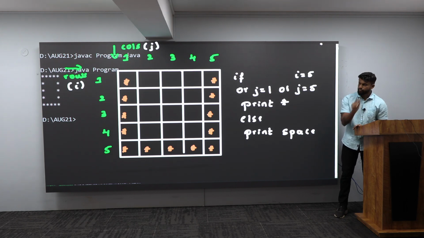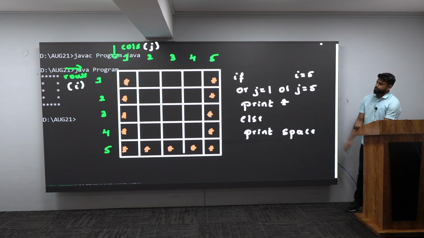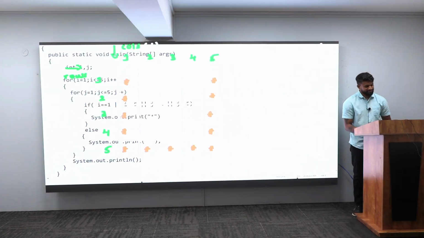Sensing this much? Very good. So this is my program. The same thing I should do in my notepad also, and let me see whether I get the output or not. Are you guys ready? Always ready, right? Very good.